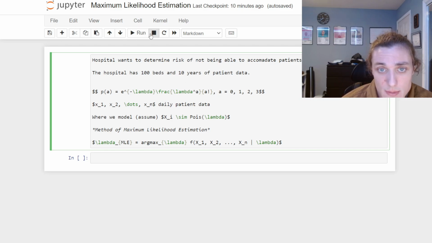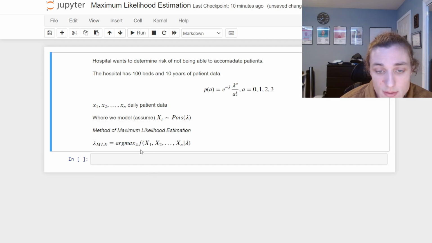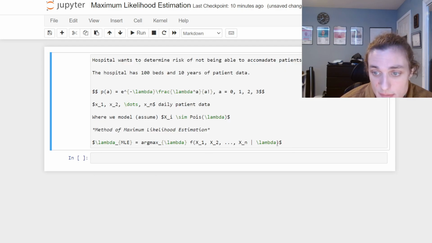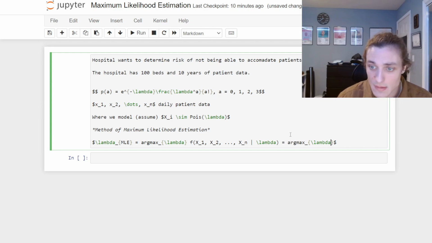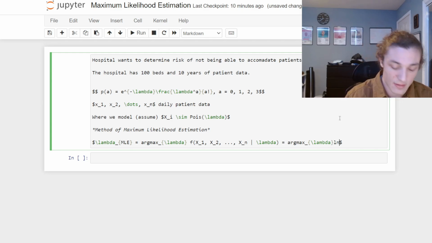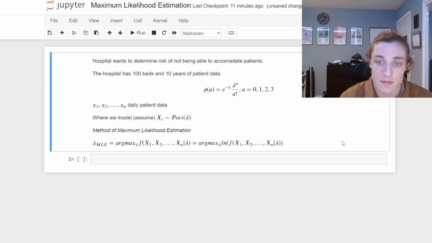Okay, so how do we do that? This is all well and good, but we have to actually solve this thing now. It turns out that the argmax of this function here is synonymous with the argmax of the log, and that's going to clean up a lot of calculations here. So I'm going to say argmax over lambda of ln of this original function f right here. So that's nice.